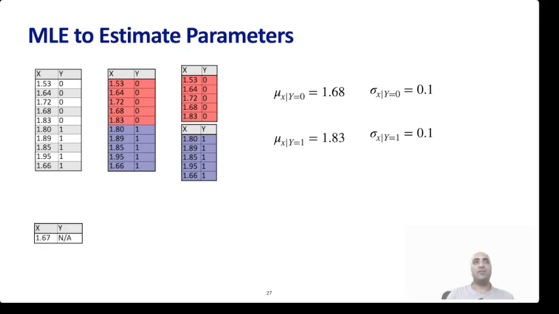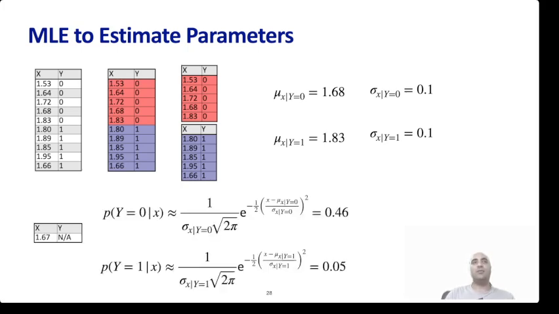Now for a new example, or an unobserved data point that we see, we can easily compute the probability of y equals 0 and y equals 1 by replacing mu and sigma here. And since category 0 results in a higher probability, we can say that y has category 0. So far so good.